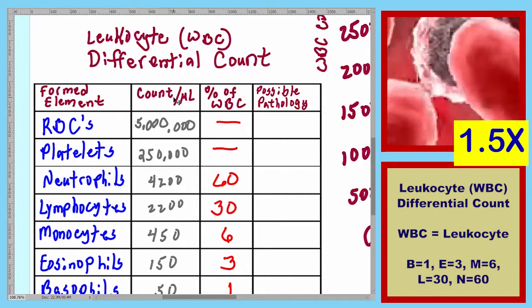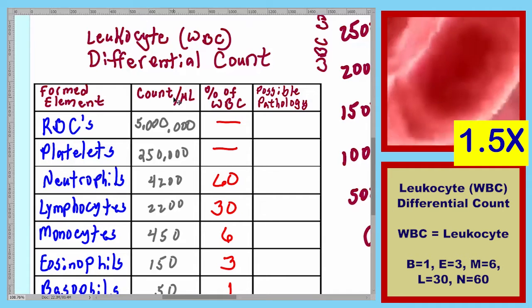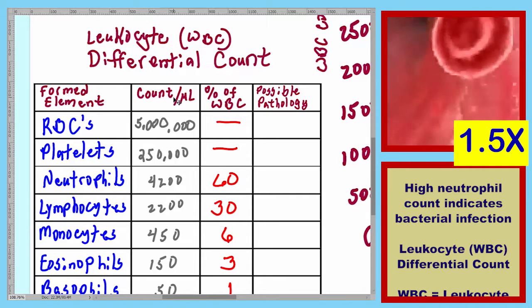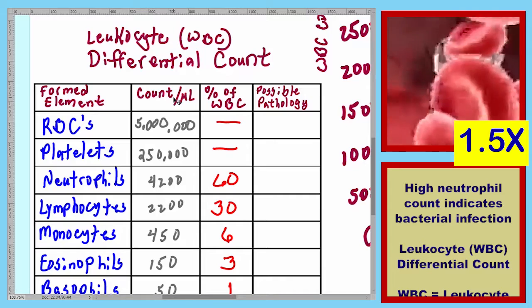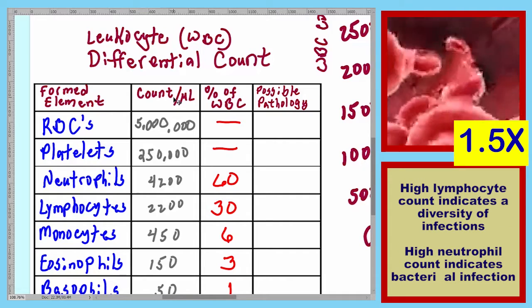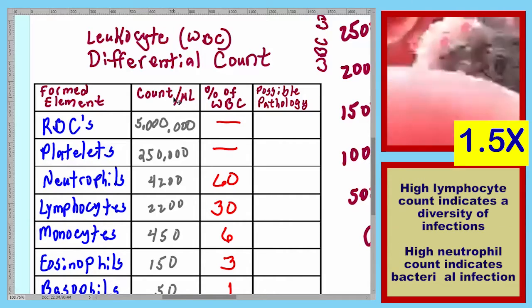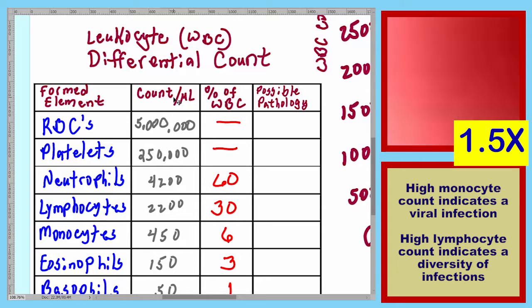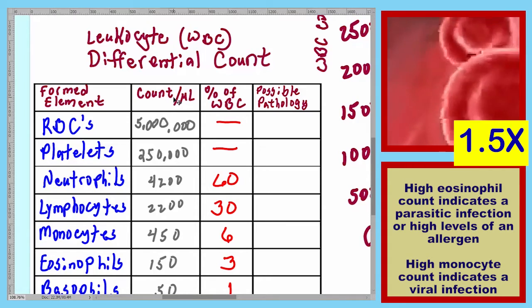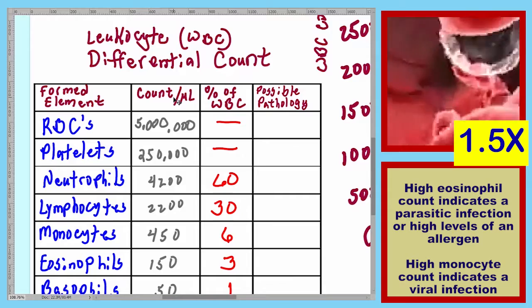If your neutrophil count is high, that is indicative of a bacterial infection. If your lymphocyte count is high, this is indicative of a variety of infections. So we can't really identify any one. If your monocyte count is high, this is indicative of a viral infection. If your eosinophil count is high, this is indicative of a parasitic infection or high levels of an allergen. And basophils are typically pretty stable, and so they don't vary a lot when you're doing differential counts. And so we're going to indicate those pathologies here.